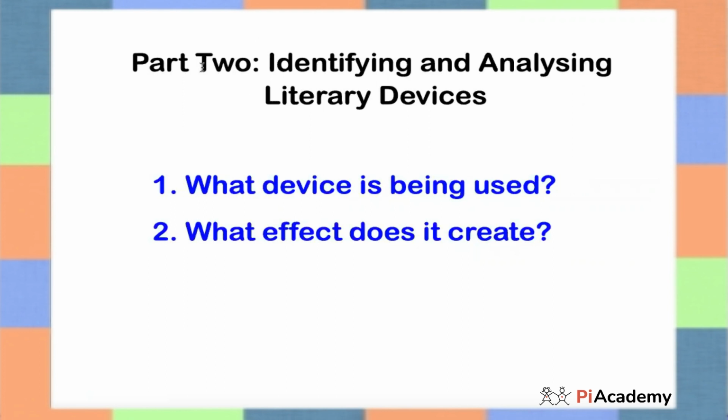So for this part, we are going to now move on from paraphrasing. We're going to identify and analyze literary devices. First of all, we need to think about what literary devices are, also known as figurative language. In this section, we're going to think what device is being used in the extract and what effect it creates. So this kind of ties into author's purpose. What's the author trying to get us to envisage in our mind? What are they trying to paint a picture of?